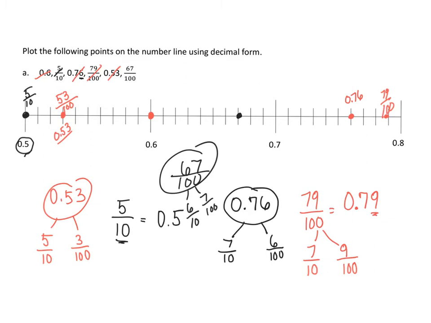So this represents 67 hundredths on the number line. So if we look at our number line, we can say 5 tenths is the smallest, and the greatest would be 79 hundredths, because it's closer to the 8 tenths. So 79 hundredths is the greatest, and 5 tenths is the smallest.